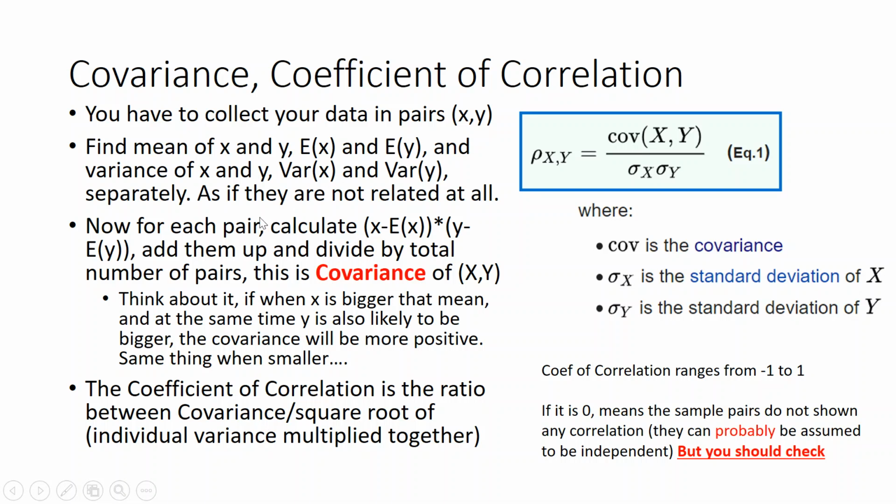Then you go in for each pair. Now you do x minus the expected or mean value of x, times y minus the mean value of y. Don't do absolute value or anything, just let the signs carry. If one is negative and the other is positive, the product would be negative. Then you add everything up and divide. Say you have 100 pairs. You do that for every single one of them, add them up and divide the total sum by 100. That is the covariance of your sample pairs x and y.